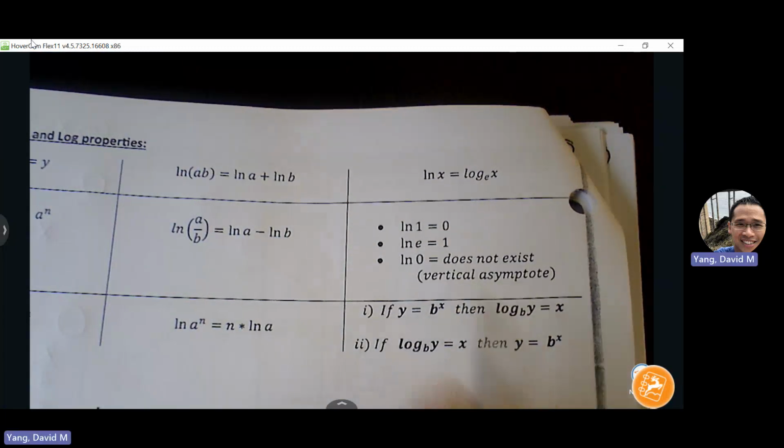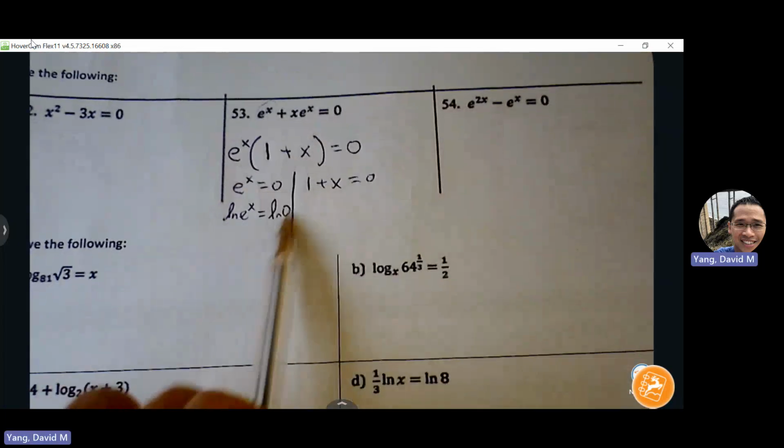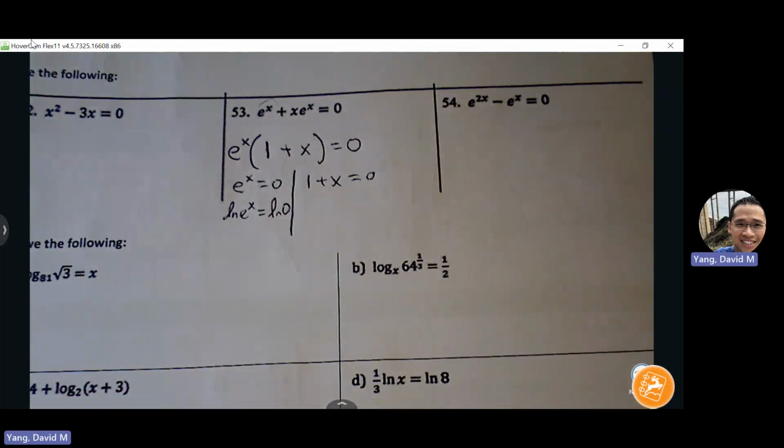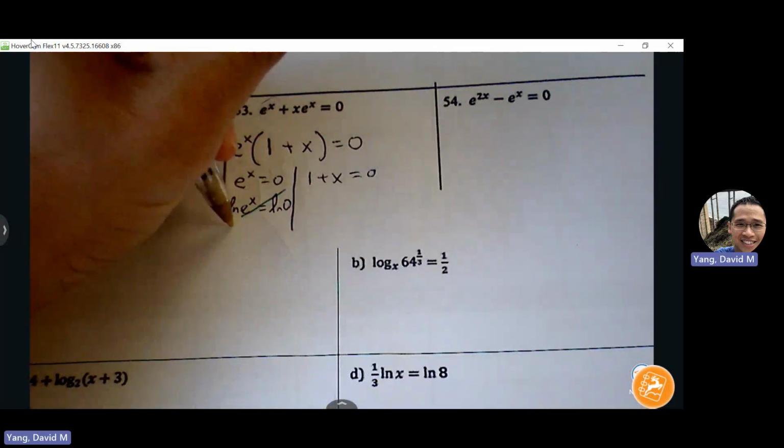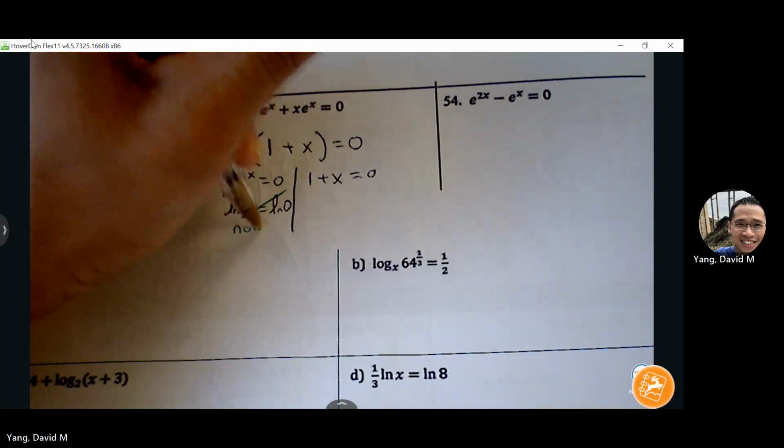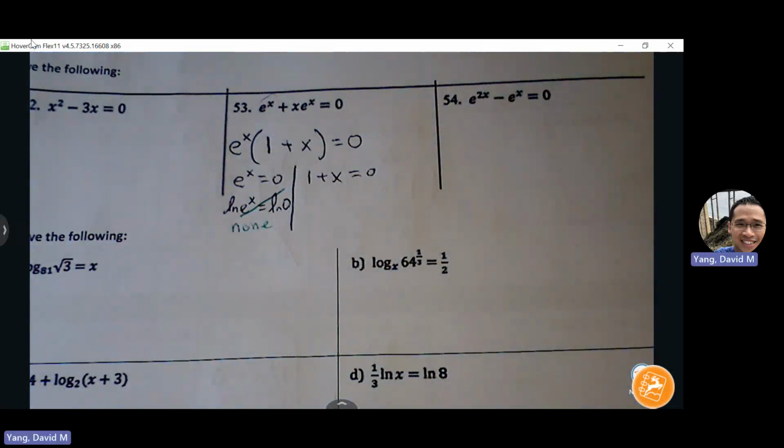Oh, it does not exist. Does not exist. So we already know that this is not going to be a solution. So we can just cross this out, right? There's no solution there. Okay, let's move on to the other portion.